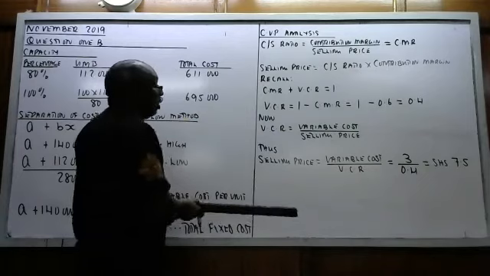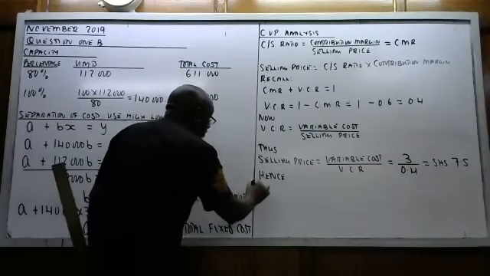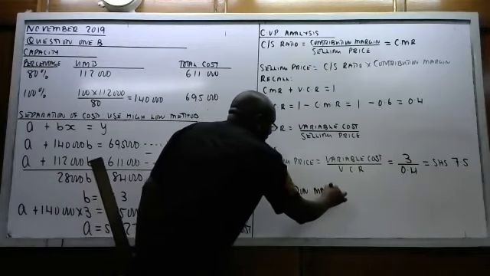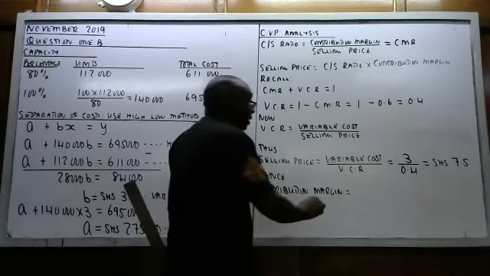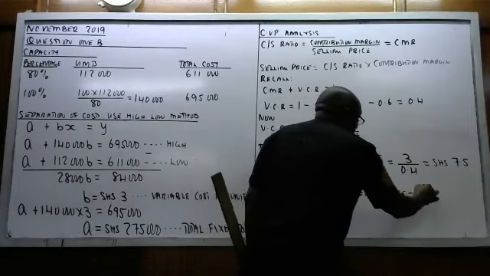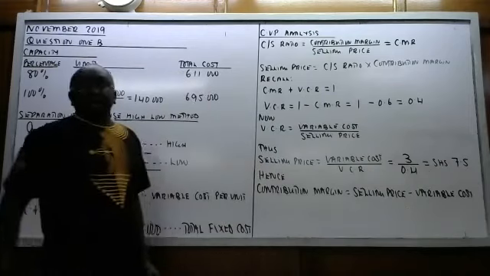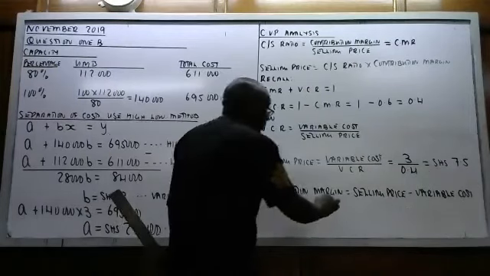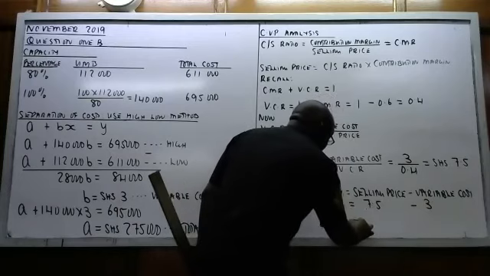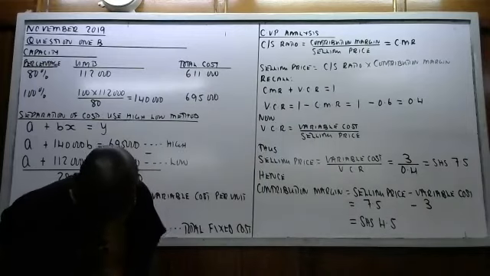Yes, even Monica. So the other thing that we have been told to get is contribution margin. We know so well that contribution margin is the selling price minus variable cost. So this becomes 7.5 minus 3, and this gives us shillings 4.5.